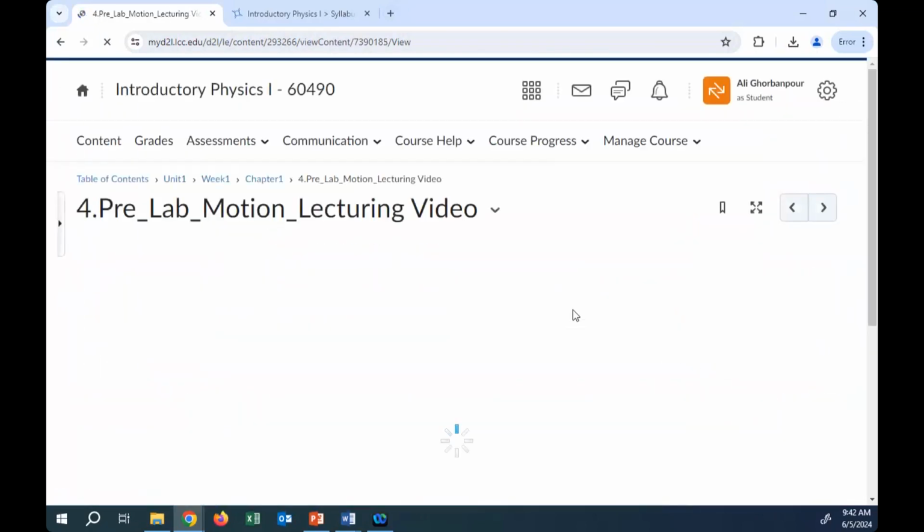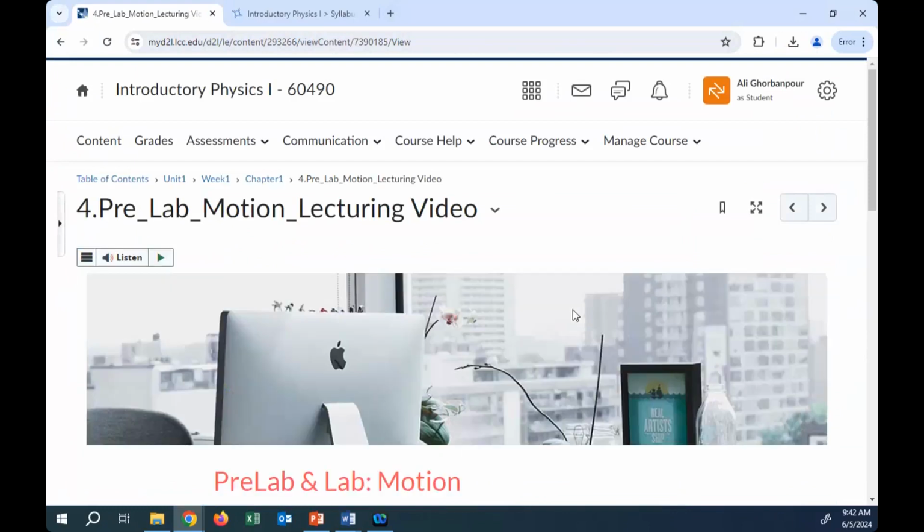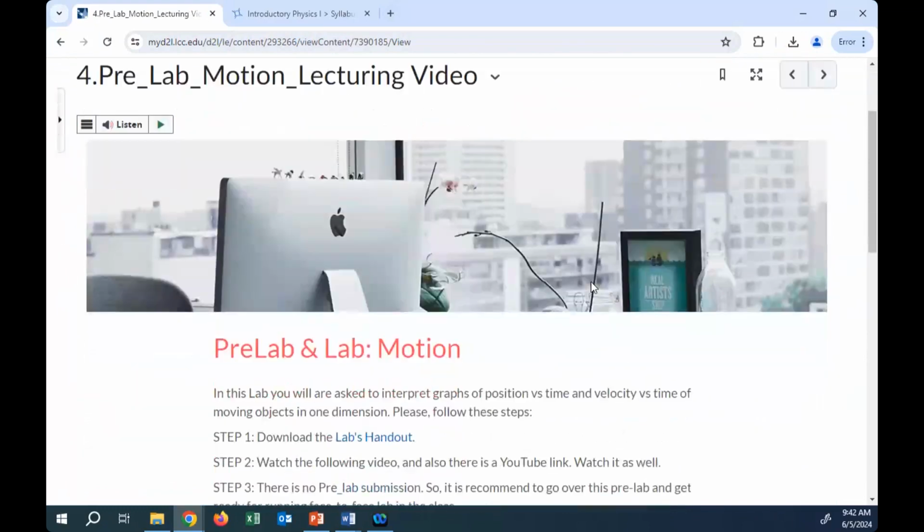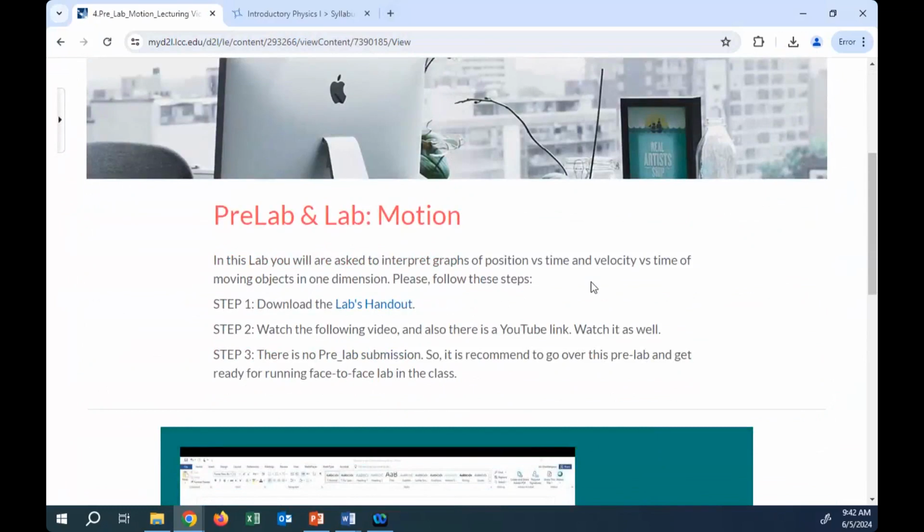And the next one is going to be the lab. We have a pre-lab and lab. So what is the pre-lab? Pre-lab is part of your reading assignment. You watch the recorded lecture, you read the textbook, and the pre-lab is a kind of online lab. You run it at home. It is optional, but it's recommended.